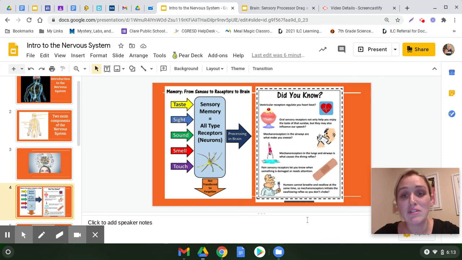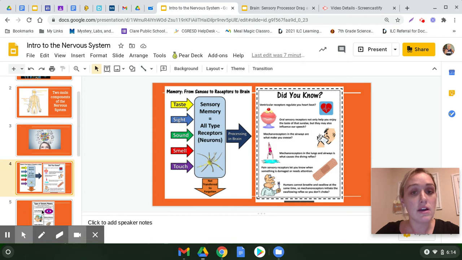You also have pain receptors that let you know when something is damaged or needs attention. Like, oh, that really hurts, maybe I need to see a doctor. Humans cannot breathe and swallow at the same time. I bet some of you just tried it. But mechanoreceptors initiate the swallowing reflex so you don't choke. And this is your body's design to keep you safe, actually.